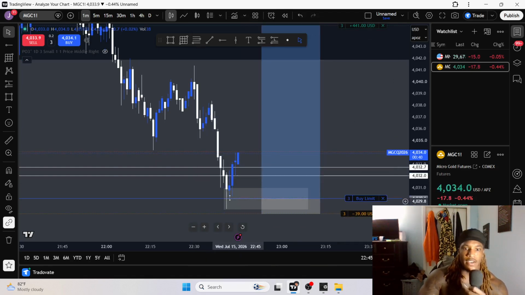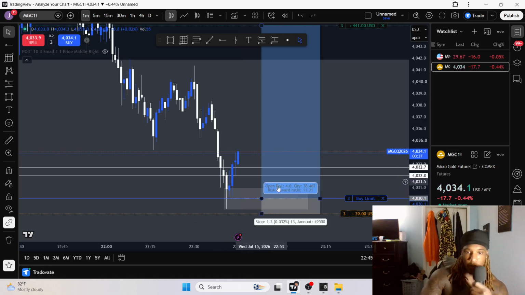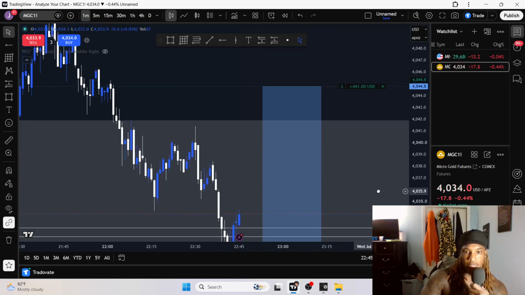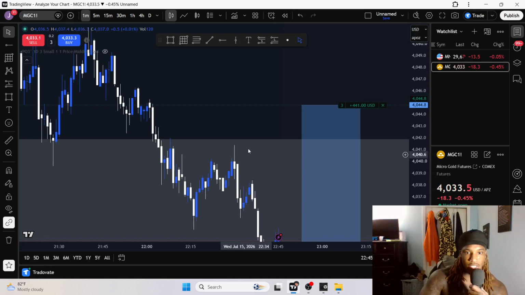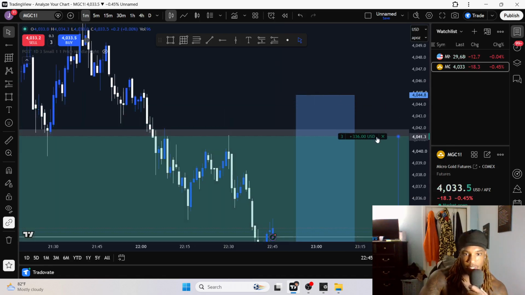So if price comes back down and hits the midpoint, the consequent encroachment of this rejection block, then we are going to be entering the trade. And the ultimate draw, we're going to be taking out all these highs, right? So ideally, I want to see this high get taken out.